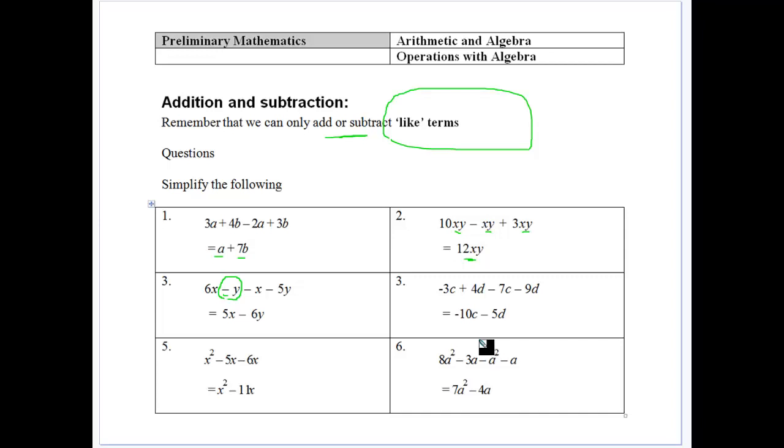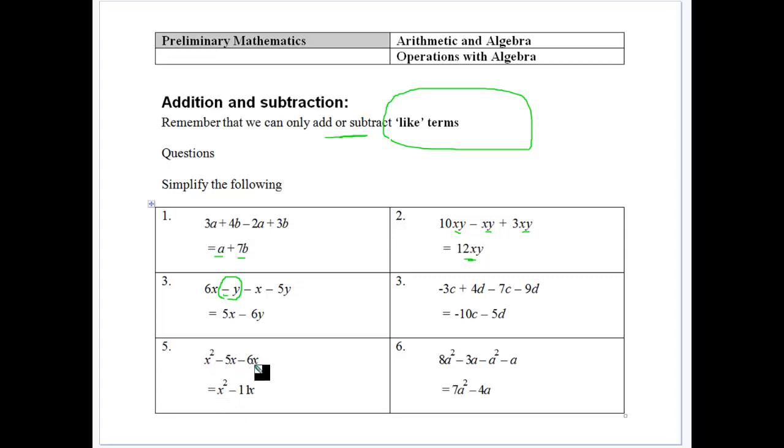We've got to be really careful with all our signs as we go through. We don't want to give away simple marks because of simple errors, and that it's really easy to do at times, especially in exams, but we've got to make sure we don't do that.